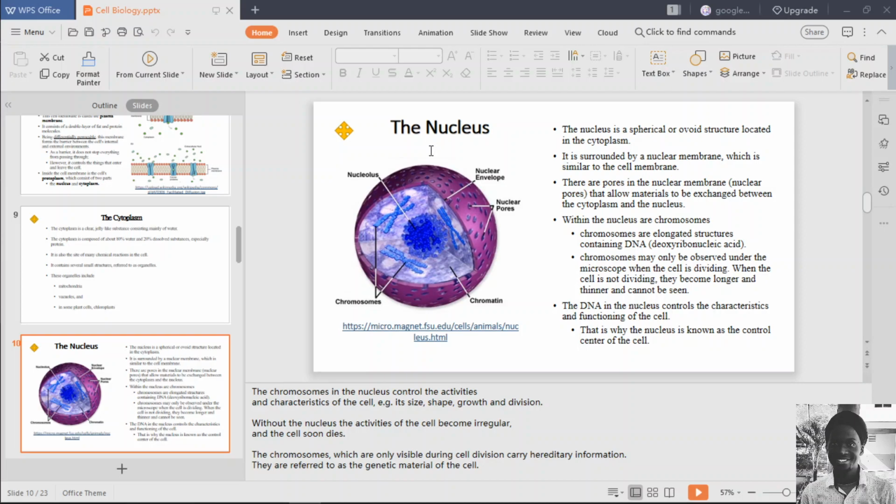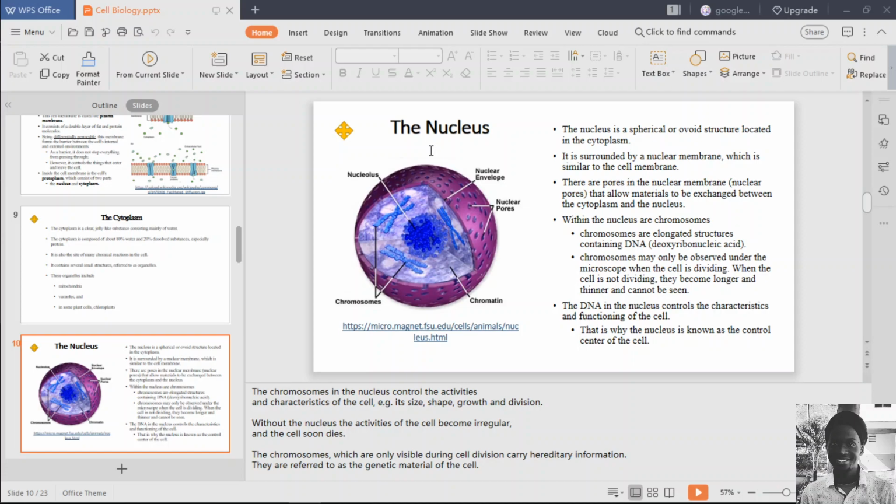So, for example, the size of the cell, the shape of the cell, the growth and division of the cell, or the reproduction of the cell. So without the nucleus, the activities of the cell become irregular, or haphazard, and the cell would soon die. Now, the chromosomes, which are only visible during cell division, as I said earlier, carry the hereditary information that is passed on from generation to generation, and that determines who we are.